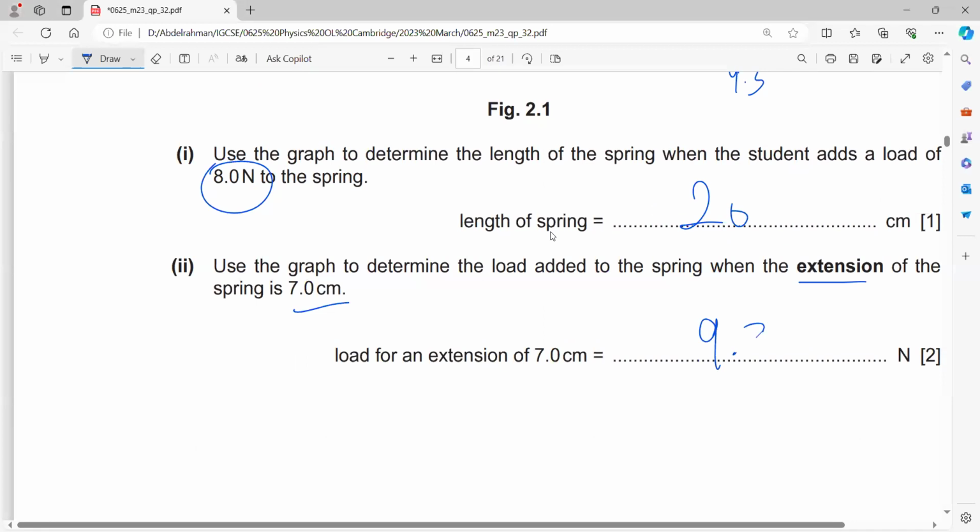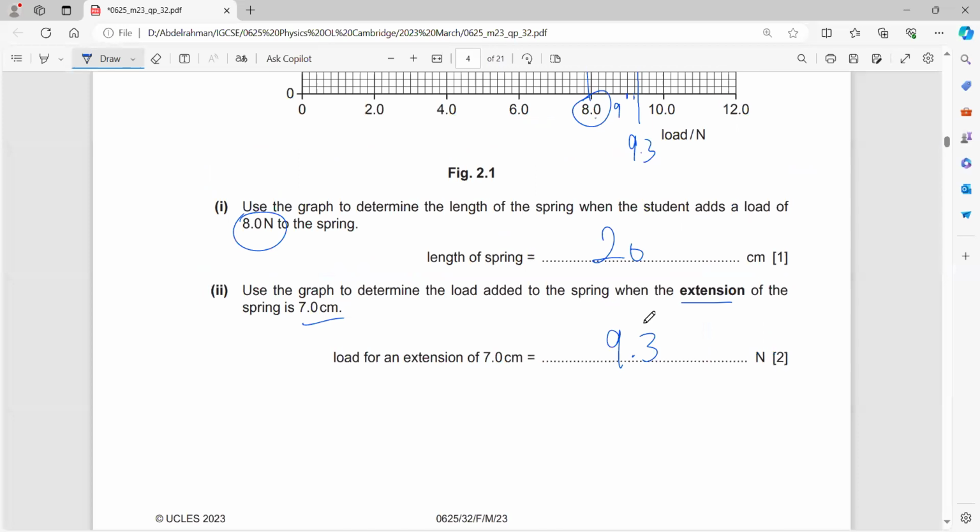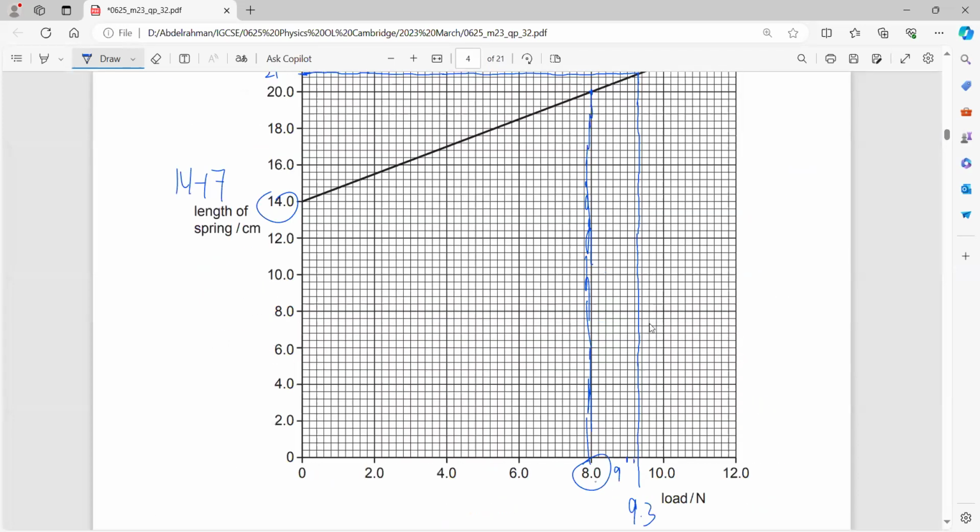I don't understand why we did 14 plus 7. Extension of 7 centimeters. What do I mean by extension of 7 centimeters? The initial length was what? The initial length was 14. How did I find the initial length? When the load was 0. When the load was 0, I did not extend, I did not pull the spring. The spring is not pulled. It has an initial length, an unextended length, an original length, of 14. Why? Because I did not pull it. I did not apply any force on the spring.